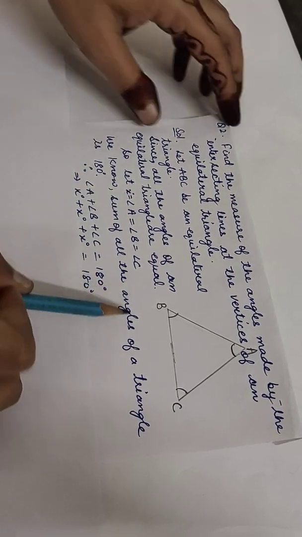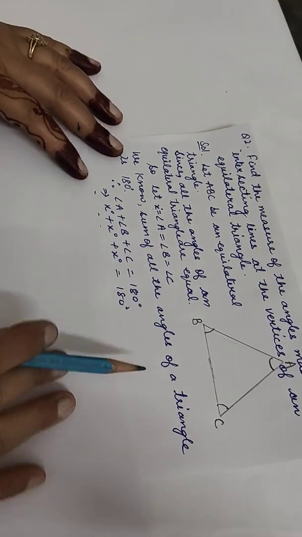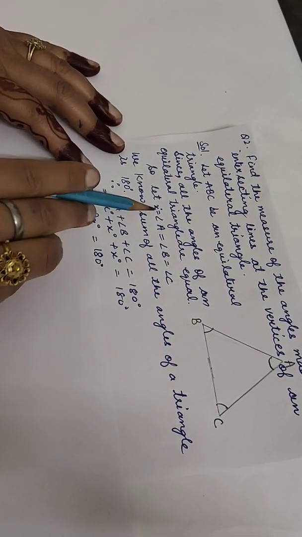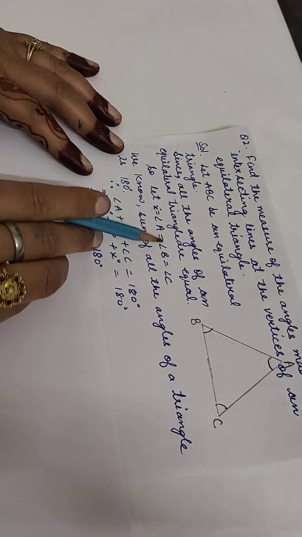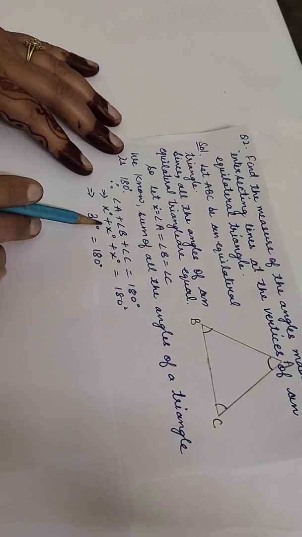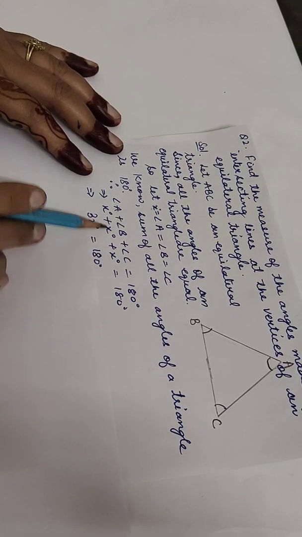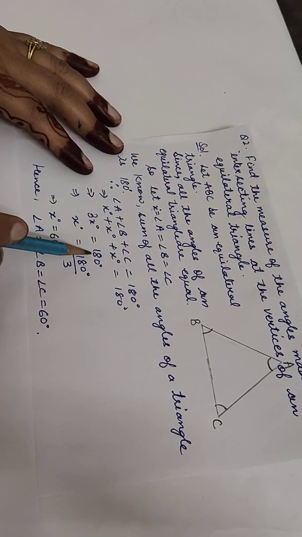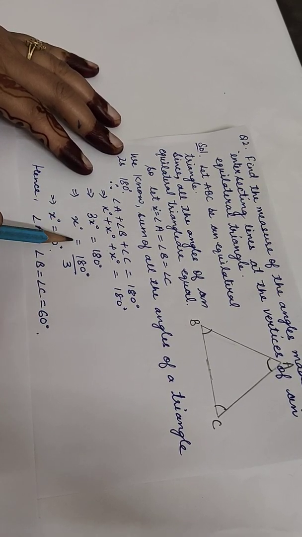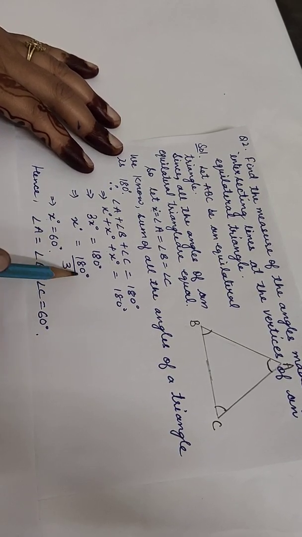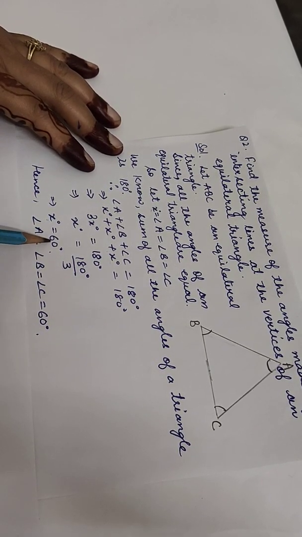Now as we know the sum is 180 degrees, so when we add all three angles, the sum is 180. As we have supposed that the measurement is x degrees, we can put the value of each angle as x degrees, x degrees, x degrees. We can add them to get 180. So after solving, it becomes 3x degrees equals 180 degrees. Now x equals 180 divided by 3. So after solving we get x equals 60 degrees.